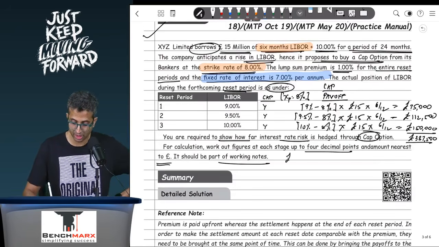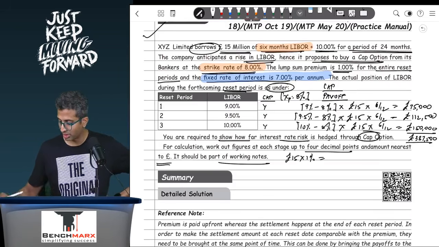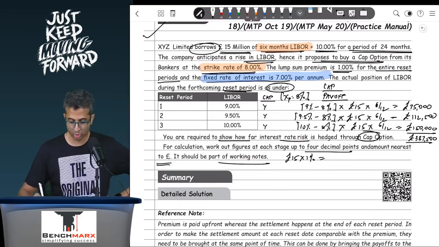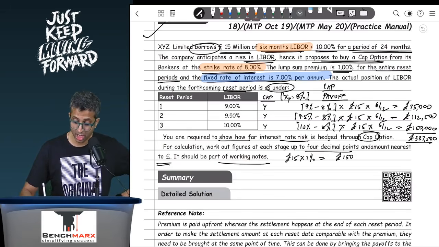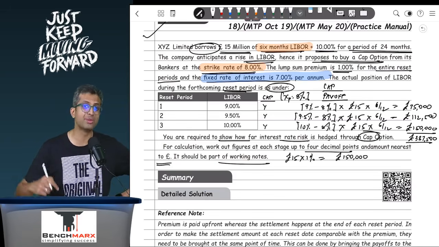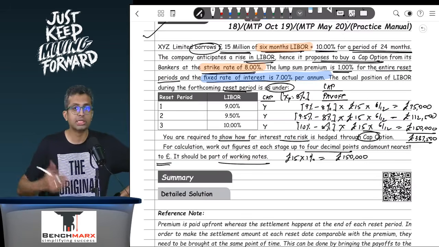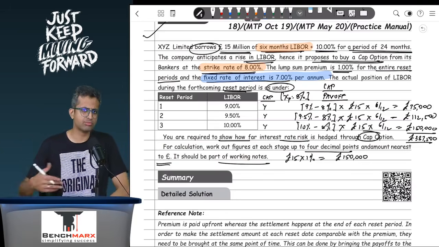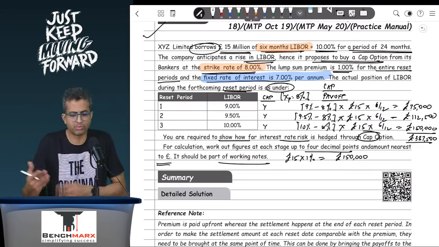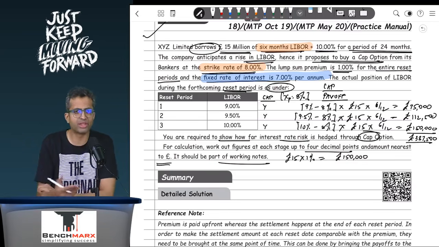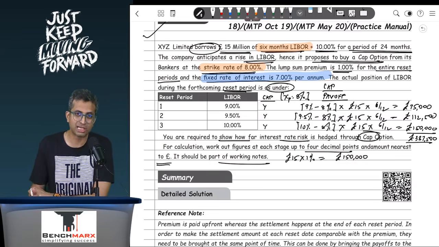Well, 15 million into 1%, that is 1 crore 50 into 1%, that comes to 1,50,000 pounds. But that is 1,50,000 pounds to be paid today. Now 1,50,000 pounds to be paid initially is not equivalent to a particular amount paid over, let us say, 4 reset periods.